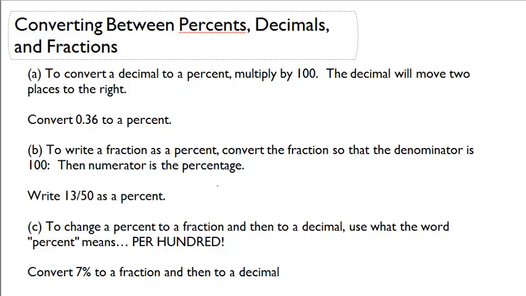For part A, we're looking to convert a decimal to a percent. To do so, we're going to multiply the decimal by 100. The decimal will always move 2 places to the right.